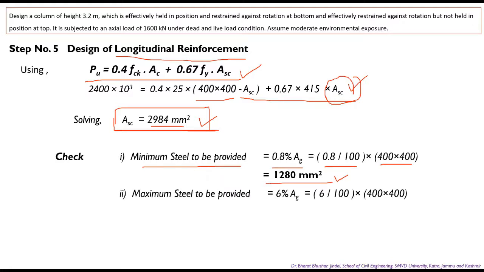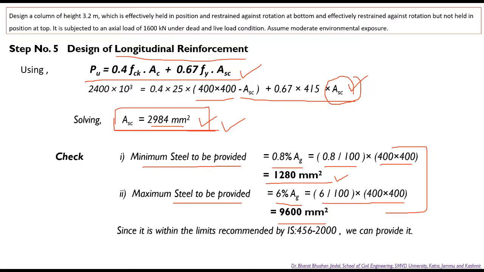The second condition is the maximum steel which we can provide, that is the limit restricted by IS 456, that is 6% of gross area. When we calculate 6% of gross area, that comes out to be 9600 millimeter square. So if we provide this much area, it will follow both the conditions. It is greater than the minimum steel and lesser than the maximum steel, which is limited by the code. Since it is within the limit, as recommended by IS 456, we can provide it.